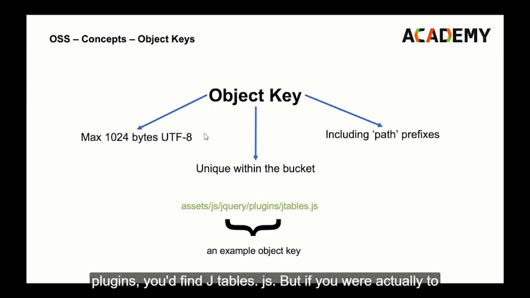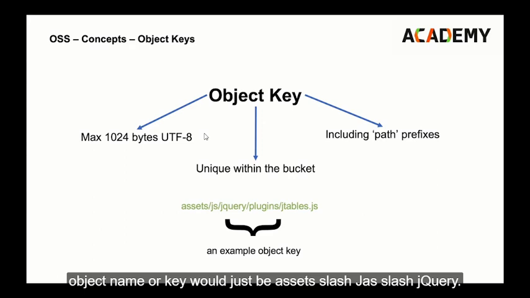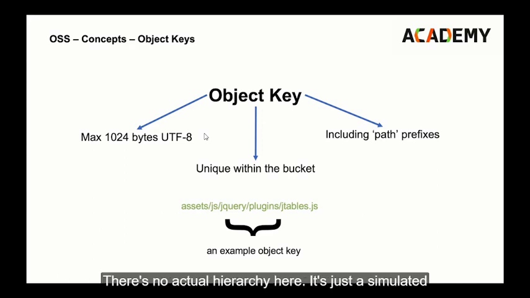But if you were actually to use the API or the command line to try to fetch this object, the object's name or key would just be assets/js/jQuery. There's no actual hierarchy here. It's just a simulated directory hierarchy that's created using these path prefixes.